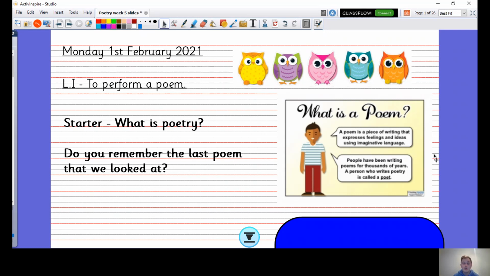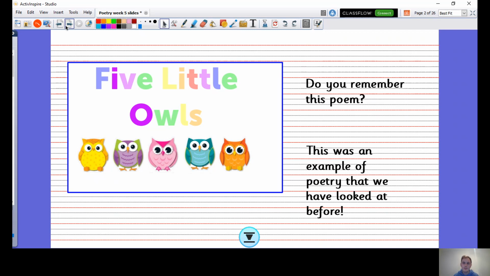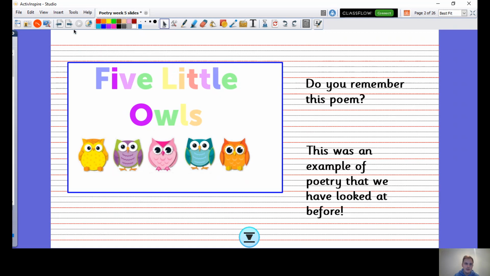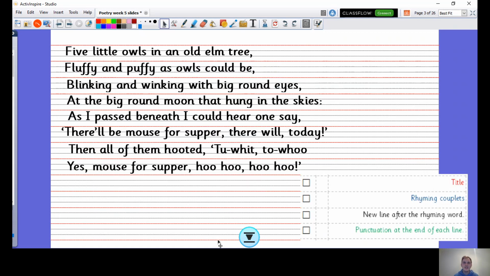Can you remember the last poem that we looked at? Does anyone know what this clue is? Of course, it's the Five Little Owls. Do you remember that poem? Excellent. So this was an example of poetry that we've looked at before. So I'll read it to you now just to remind you. And our toolkit is there. See if you can spot the key features from our old poetry toolkit. There's a title. Well, the title was on the previous page. There it is. So see if you can spot some rhyming couplets. Remember what those are. See if you can see a new line after the rhyming word. And see if you can see some punctuation at the end of each line.